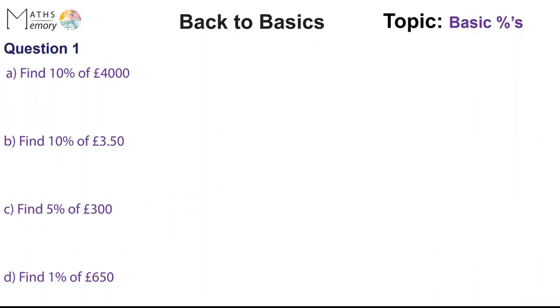Question 1, back to basics, basic percentages. Press pause, write these parts down A, B, C, D. This serves as the most basic understanding of this topic. Press play when you're done. So find 10% of 4,000.